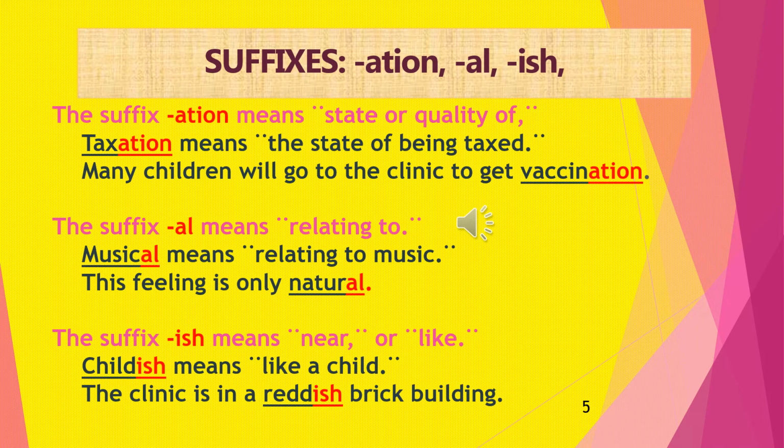Here on page number 5, we are going to talk about suffixes ation, al, and ish. Let's talk about the first suffix, ation. The suffix ation means a state or quality of. That's the meaning, a state or quality of. And here I have two examples for you. The first one is taxation, which means the state of being taxed.